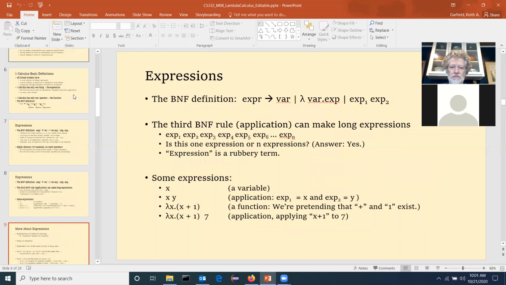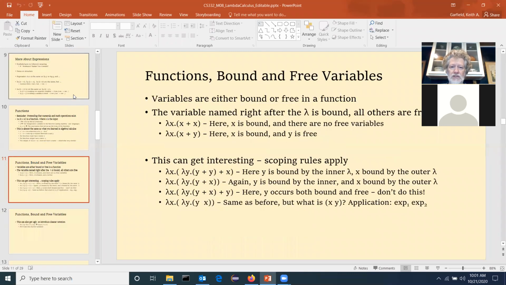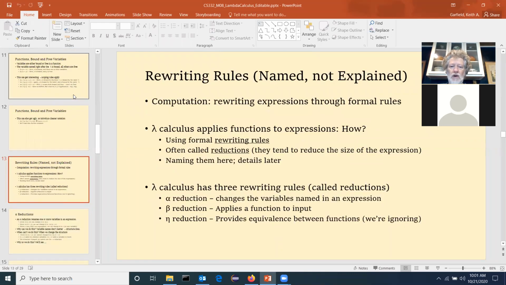What are the operations? The operations are the rewriting rules: alpha reduction, beta reduction, and eta reduction. We're not going to worry too much about eta reduction, but with alpha reduction, we're allowed to change the variable names in an expression, as long as we change them consistently and don't change the structure. And then the beta reduction is how we apply a function to its input.